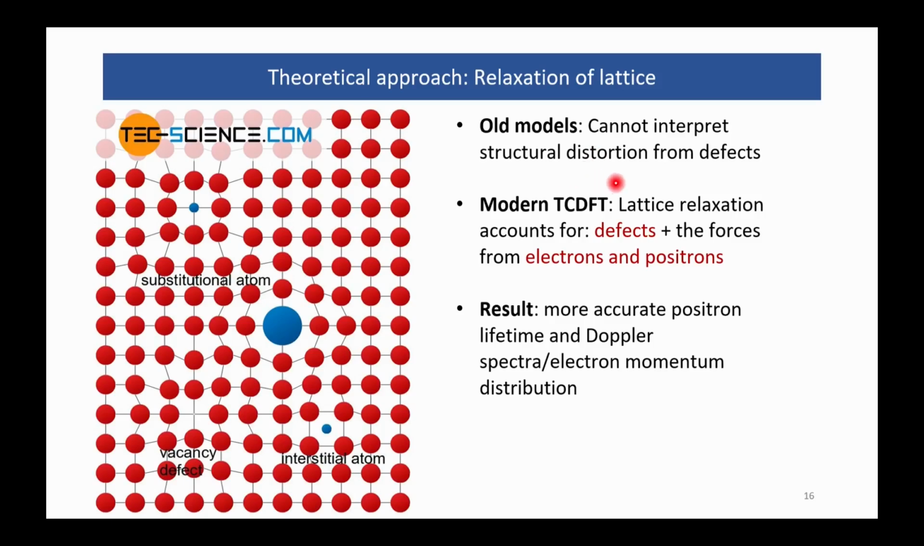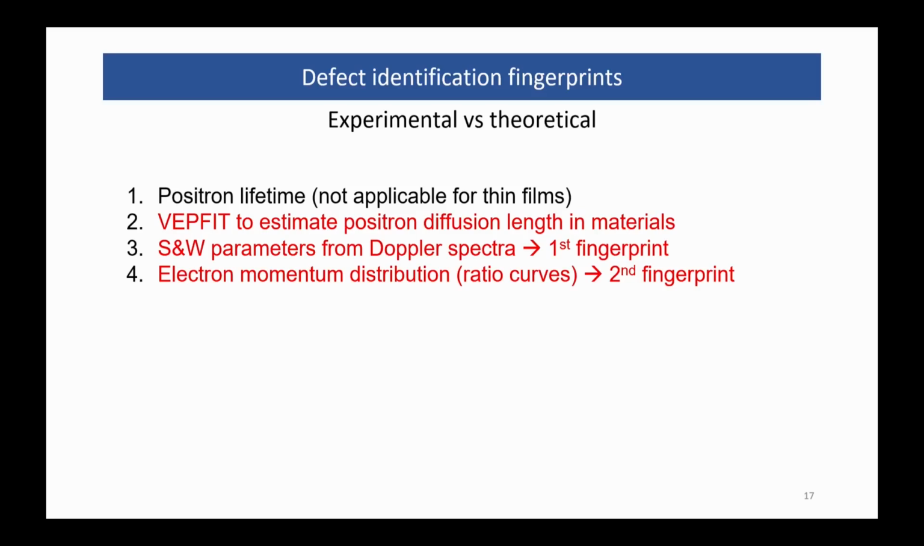But our modern model can take into account relaxation of defect and also the force from electron and positrons. So the result from theoretical calculation here, we will have the more accurate positron lifetime and Doppler spectra electron momentum distribution. So we need to compare between experiment and theoretical.